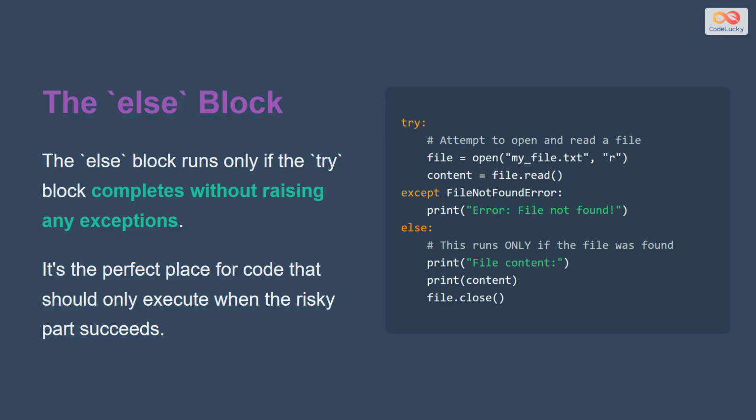Next up is the else block. This is a special block that only runs if the try block is successful and does not raise any exceptions. It's the ideal place for code that should only run when everything has gone according to plan. For instance, if we successfully open a file in the try block, we can then process that file in the else block.